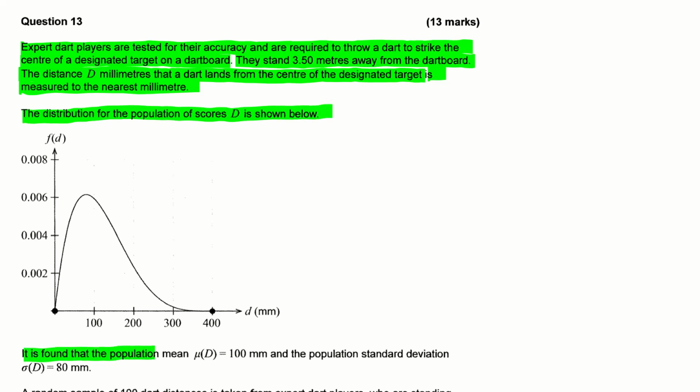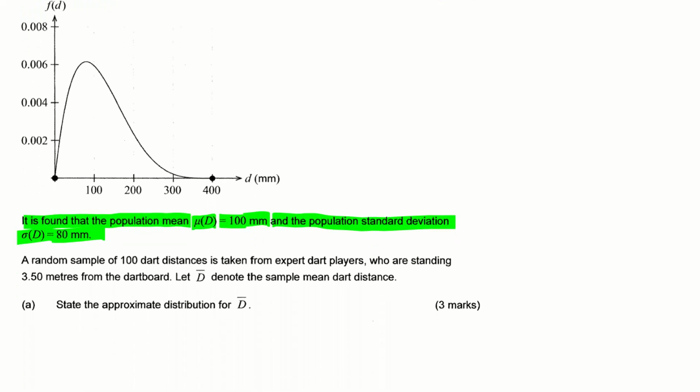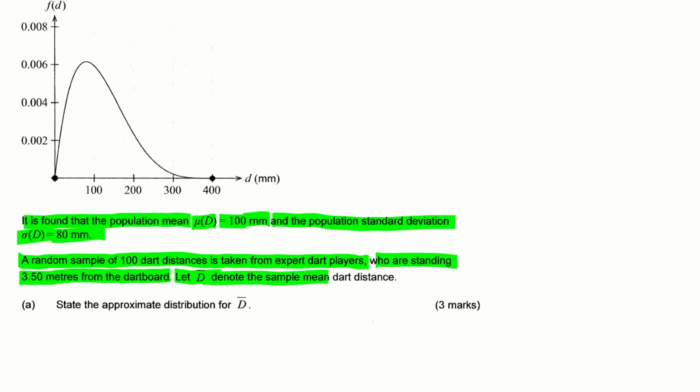It is found that the population mean, mu D, is 100 millimeters, and the population standard deviation was 80 millimeters. A random sample of 100 dart distances is taken from expert dart players who are standing 3.50 meters from the dartboard. Let D bar denote the sample mean dart distance. State the appropriate distribution for D bar.